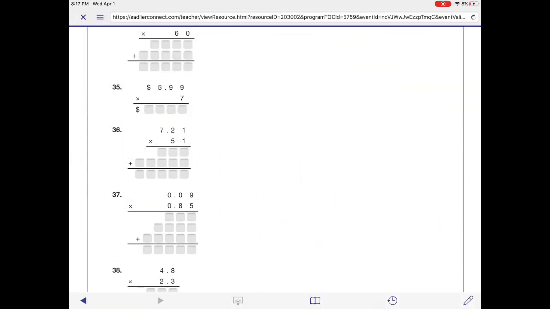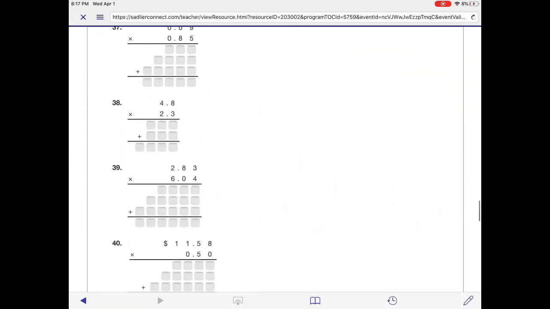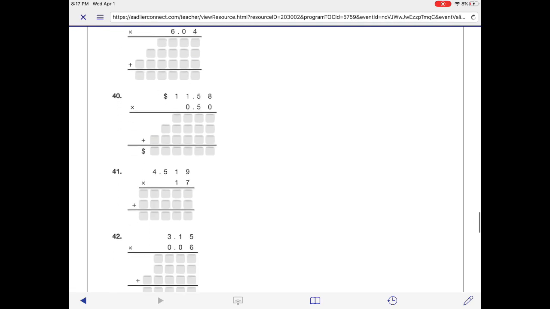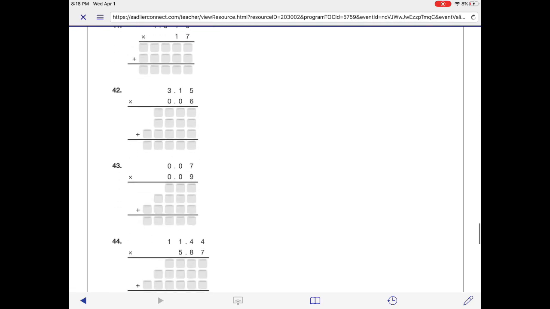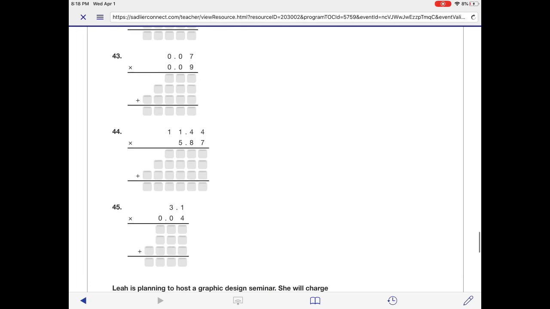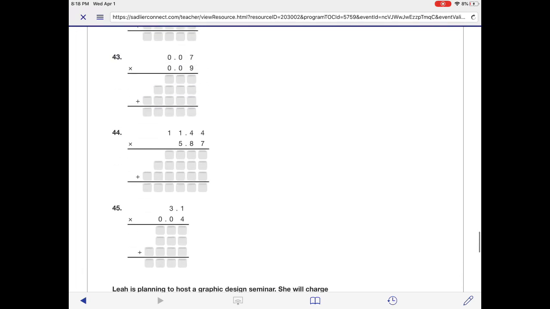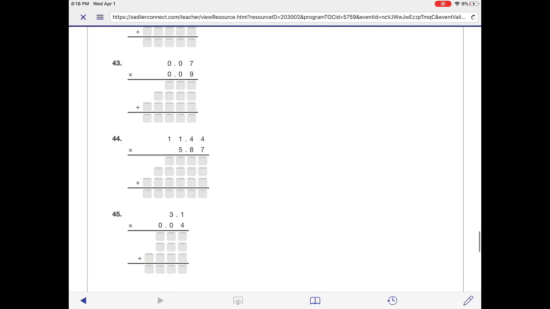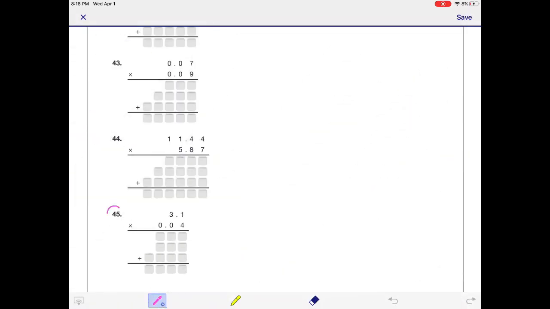Okay. You guys have got this. Let's get rid of this. I'm going to scroll up. There is nothing new here. All of this is just multiplying your decimals. Let me take one down here. Let's just take this last one, 45. Right here. 3.1 times 0.04, or 3 and 1/10 times 4 hundredths. Okay? Look, they didn't line up these decimals here because you don't need to for multiplication.